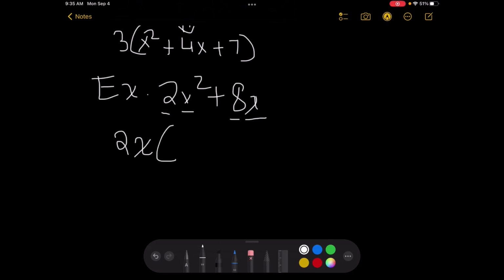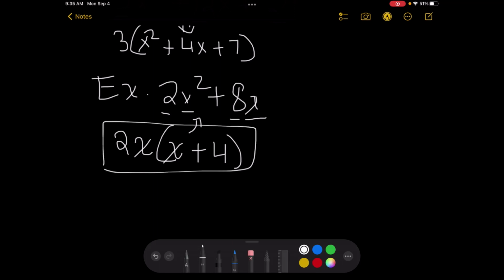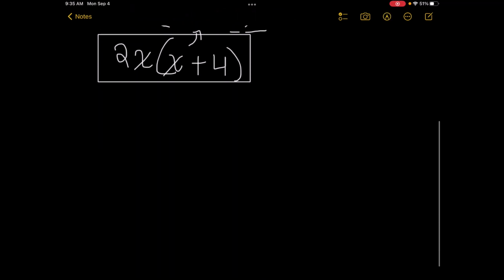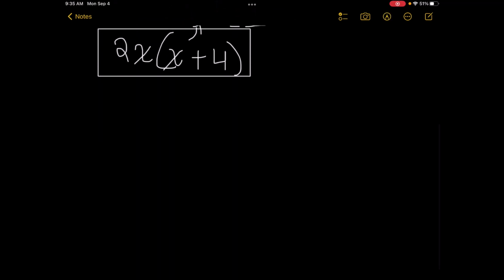2x squared divided by 2x is x. 8x divided by 2x is 4. So this would be our answer to the problem above. Now let's try simplifying expressions where taking out a common factor in such radical expressions is necessary.